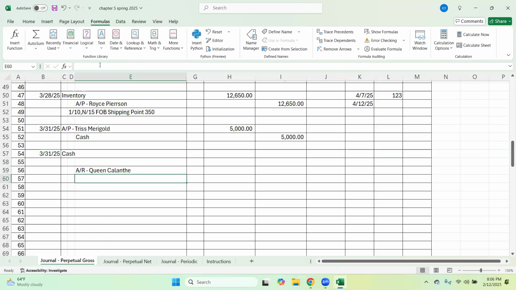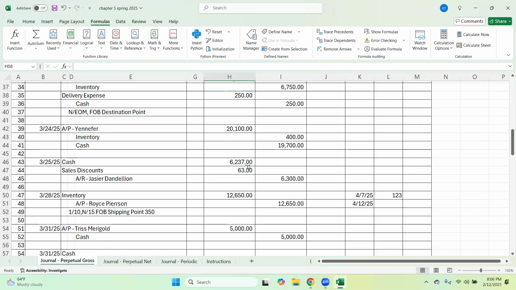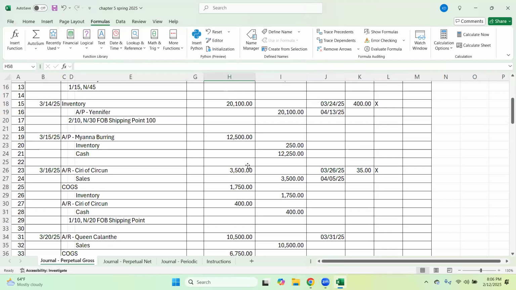Bean caliente. Okay, this one here is going to be my sales discount because I actually sold it for less. And let's go ahead and check this out. Let's see what we got. There we go.